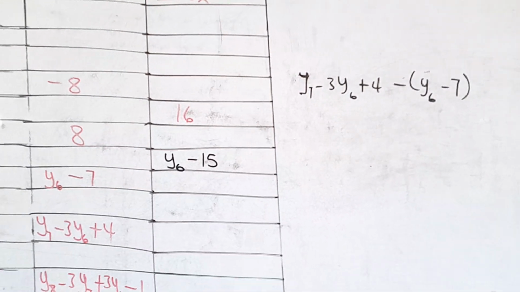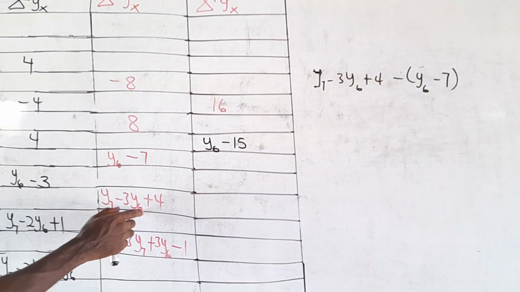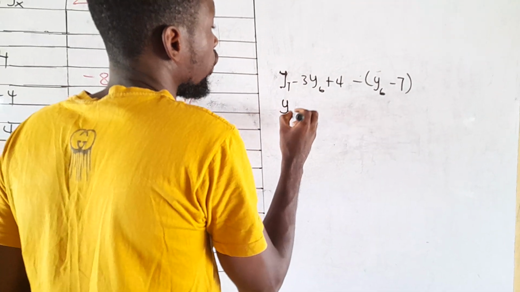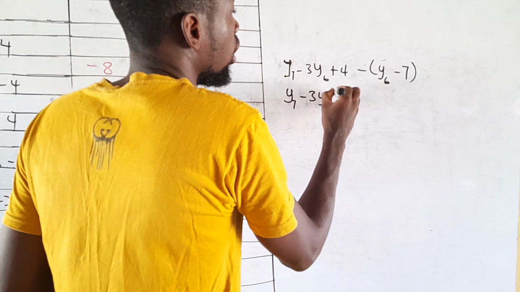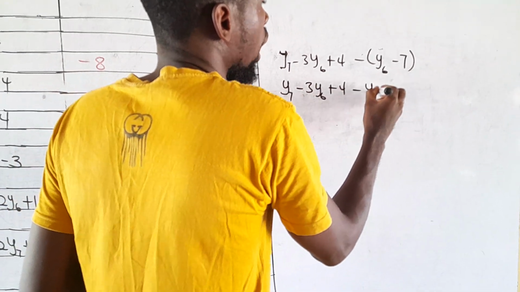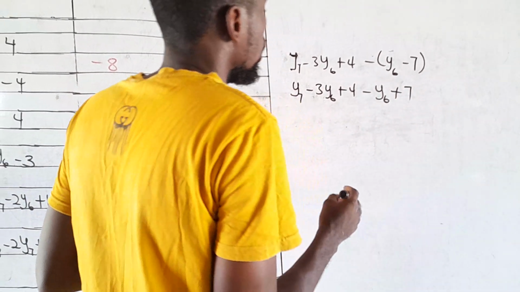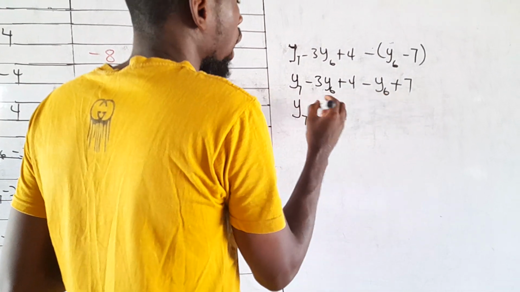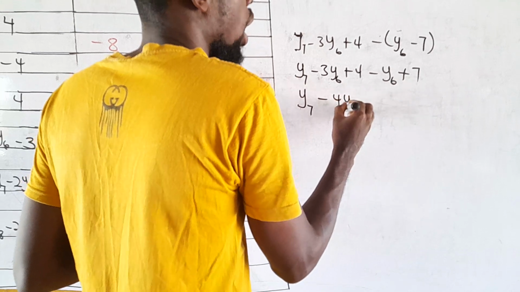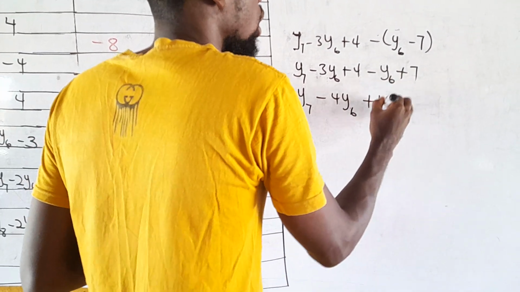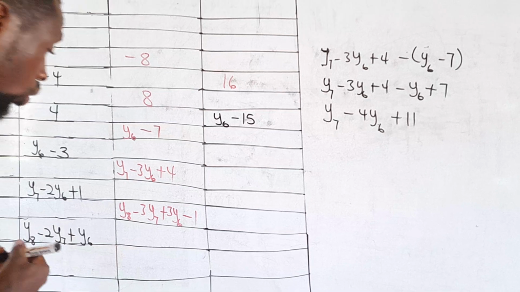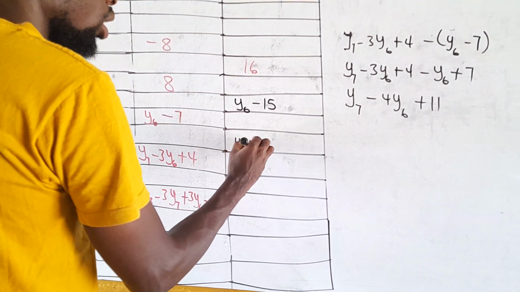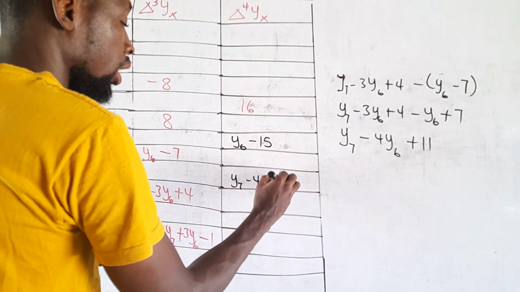That's y7 minus 3y6 plus 4 minus y6 minus 7. We have y7 minus 3y6 plus 4 minus y6 then plus 7. What are we getting? We have y7 minus 3y6 minus y6. That will be minus 4y6. Then 4 plus 7. That will be 11. So we have here to be y7 minus 4y6 then plus 11.